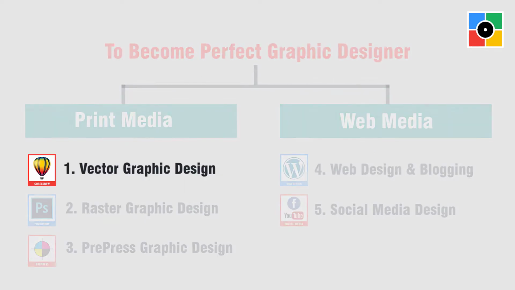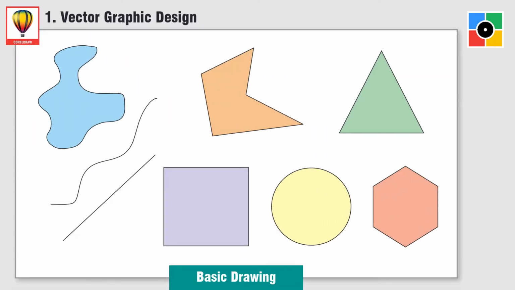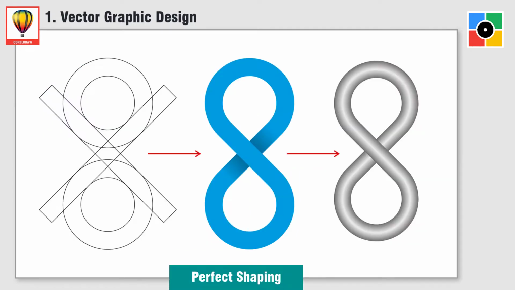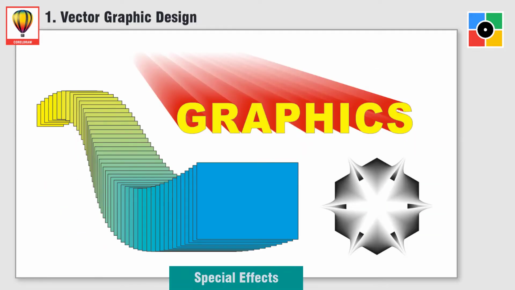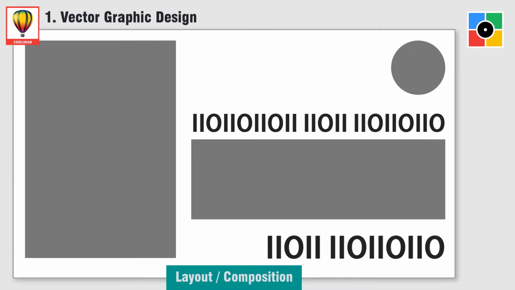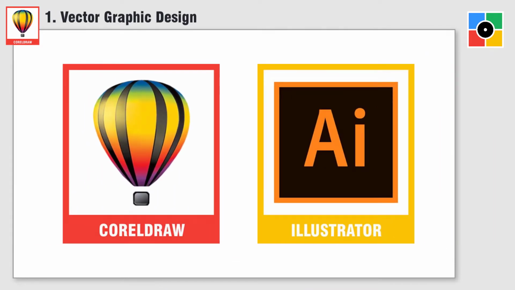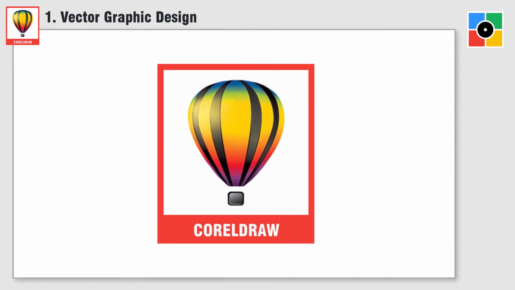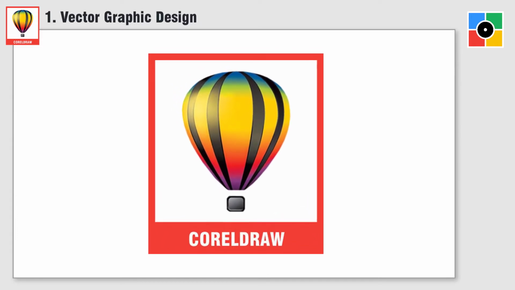The first subject is vector graphic design. In vector graphic design, we will learn basic drawing, perfect shaping, color study, object drawing, typography, special effects, layout, composition, etc. CorelDRAW and Illustrator are 2 professional softwares for vector graphic design. We will first use CorelDRAW software to learn vector graphics. After understanding the basic concept of vector graphic design, you can easily use any vector graphics software.